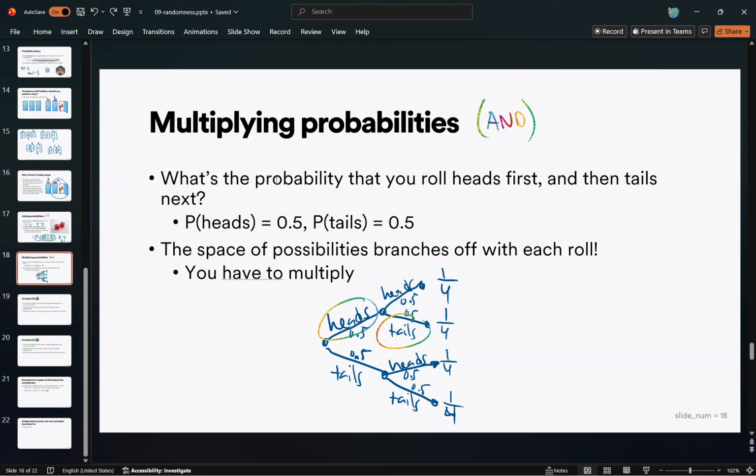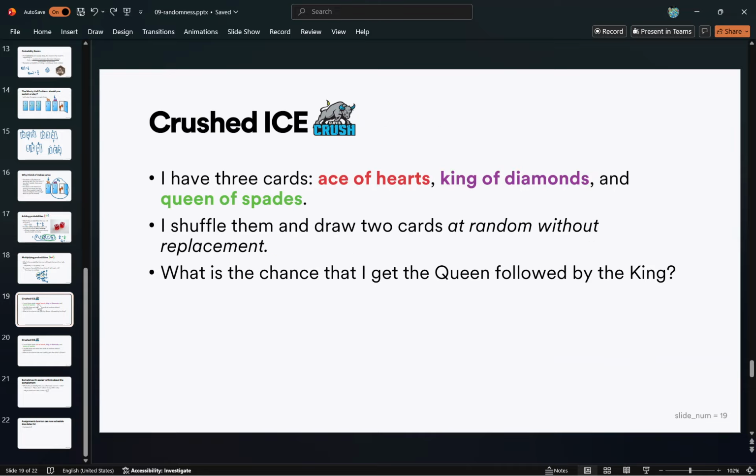So with that, I have some questions for you. Here's my first question. Let's say I've got three cards, because again, probability was invented because people liked gambling. I've got the Ace of Hearts, the King of Diamonds, and the Queen of Spades. I'm going to shuffle just those three cards randomly, and you're not sure what's on top. I've got a deck of three cards now, in any order. I shuffle them and I take two cards without replacement.